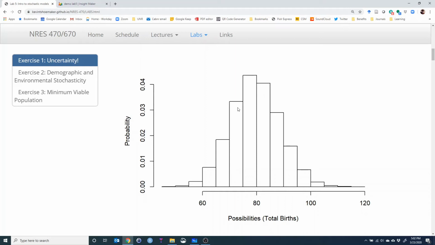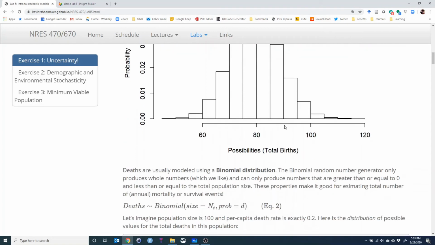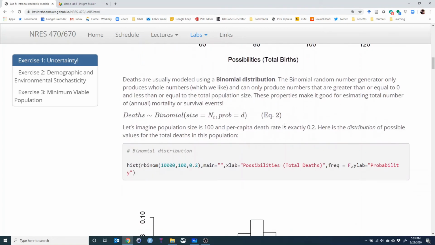But in general, you would expect around 80 births. So that's what the Poisson distribution produces. To model the total deaths in the population every year, we can use a binomial distribution.